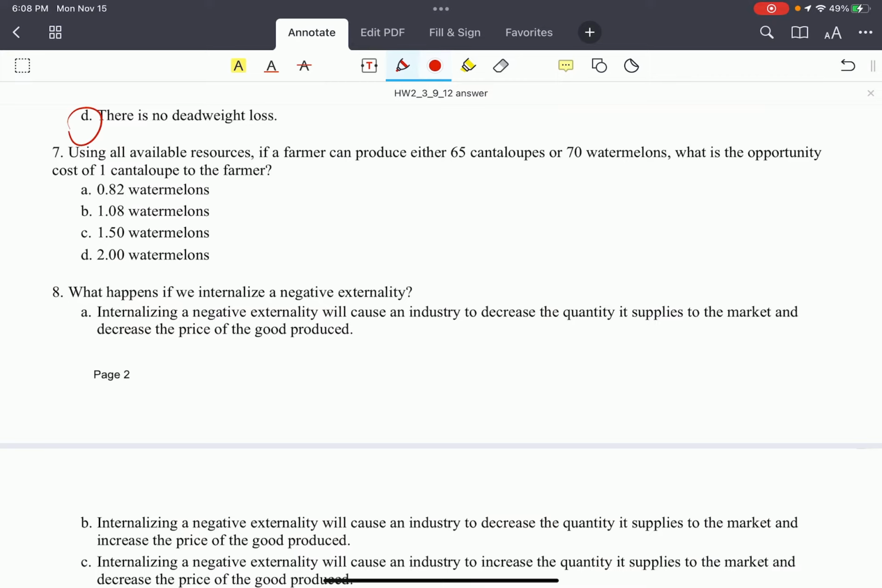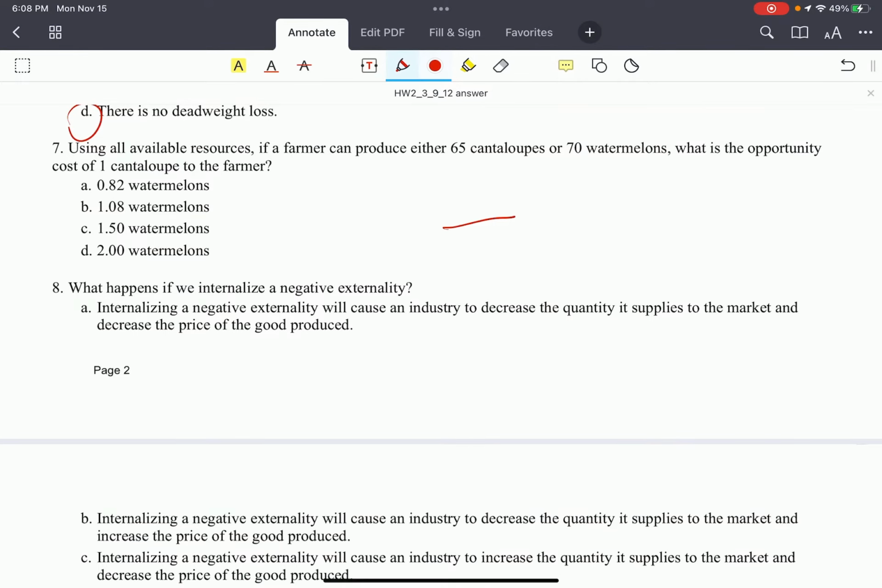Seventh, using all available resources. If a farmer can produce either 65 cantaloupes or 70 watermelons, what is the opportunity cost of one cantaloupe to the farmer? Well, this one is pretty simple, right? What you can see here is if the farmer produces 65 cantaloupes, then he has to give up 70 watermelons. So the opportunity cost of one cantaloupe is 70 divided by 65.